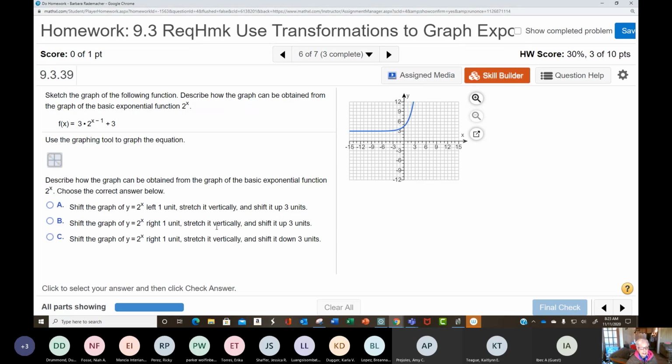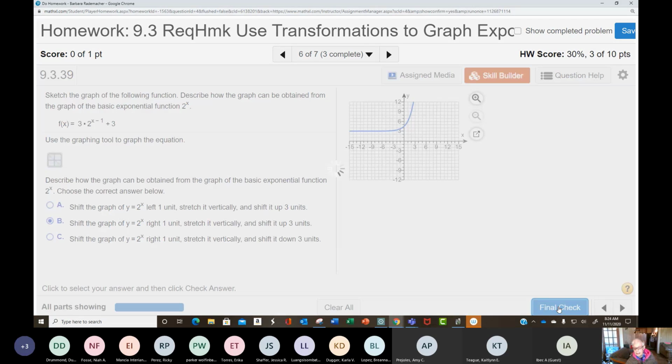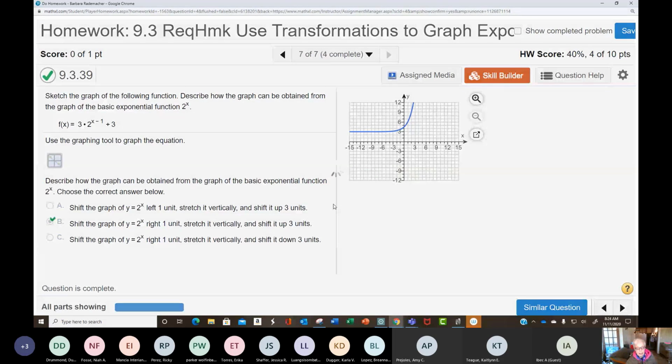Stretch it vertically and shift it up 3. That is definitely it. See, the other one, C says down. We're not going down, we're going up. So B is my answer, and I check my answer. Good.